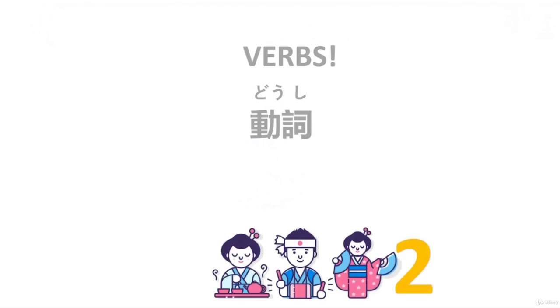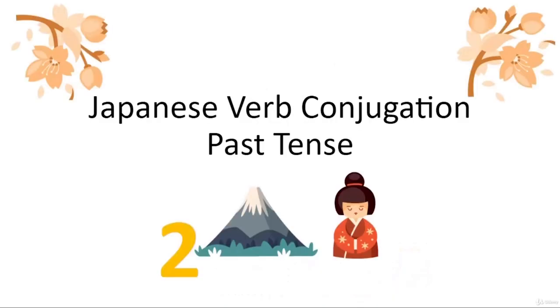So today we will talk about verbs again, or doshi. And we have number 2 written here. Why do we have it here? Because we have already learned a little bit about verbs, but today we will talk about the past tense. So we will talk about the Japanese verb conjugation in the past tense, alright?